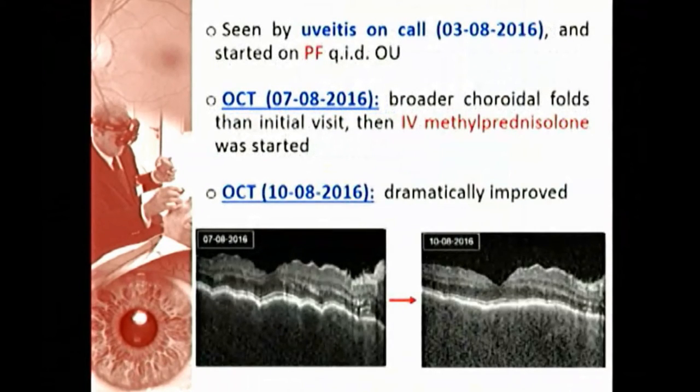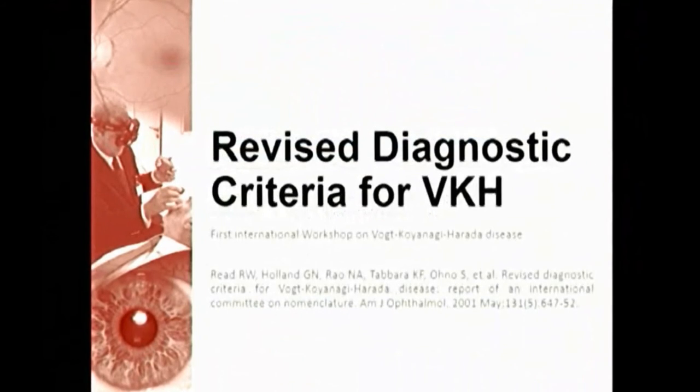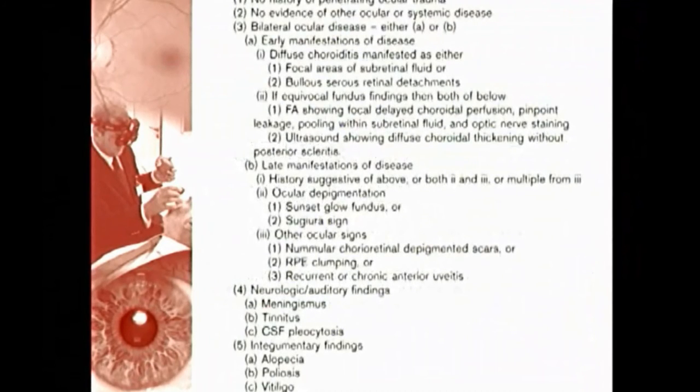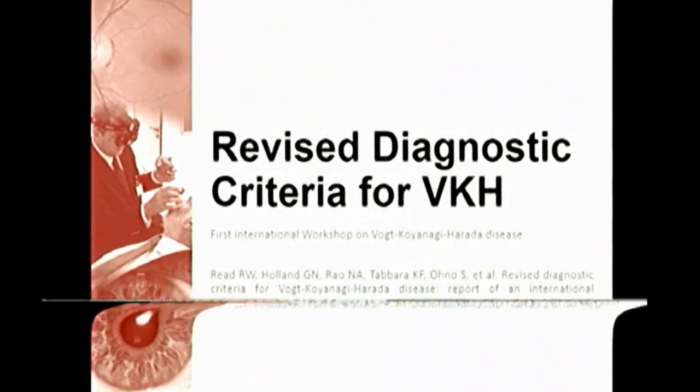The diagnosis, this is a typical presentation of VKH. And when you go back to the literature, there are many cases reported with similar presentation, VKH presented as choroidal folds. I'll talk briefly about the revised diagnostic criteria for VKH. We have five criteria to diagnose VKH. By the way, this is from the first international workshop on VKH disease.